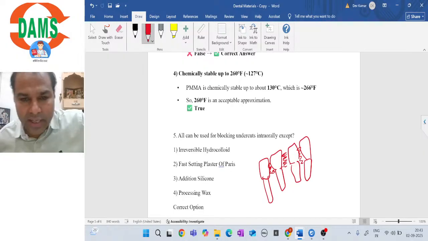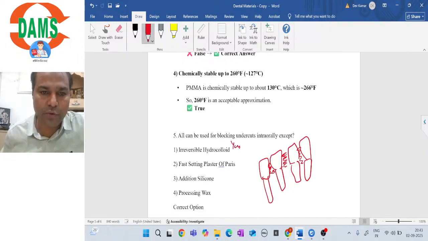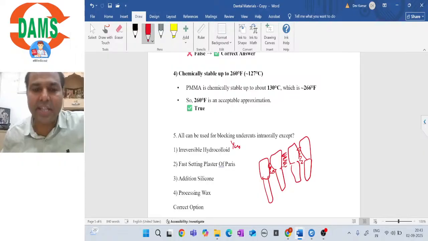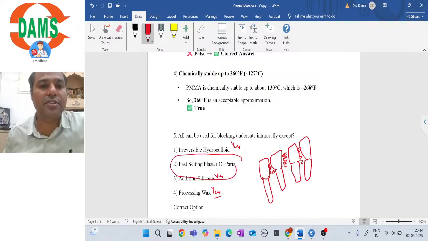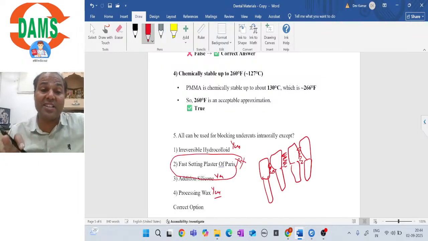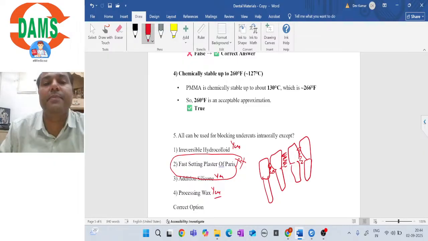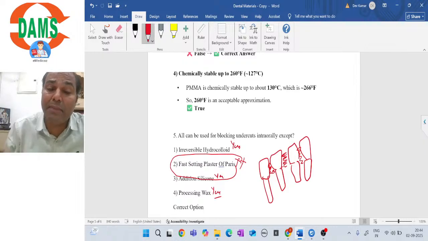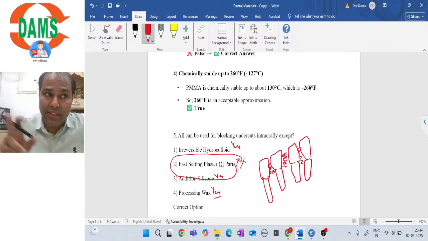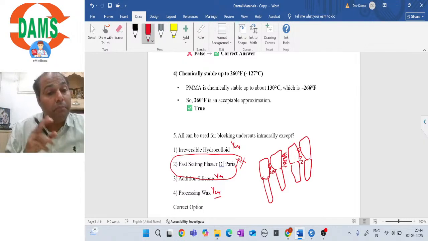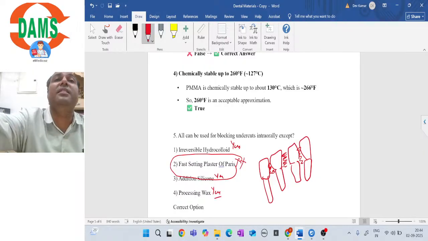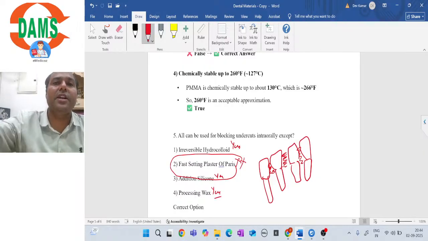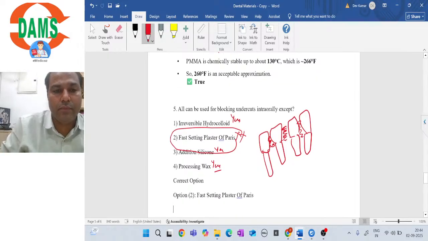Can we use irreversible hydrocolloid? Yes, we can use it. Addition silicone, any putty? Yes, we can use it. Processing wax? Yes, we can use it. Can we use fast setting plaster of Paris? It is totally to be avoided to block undercuts intraorally, remember this. You can block the undercuts in the cast with plaster of Paris and with the addition of pumice plaster, but not intraorally. Clear?